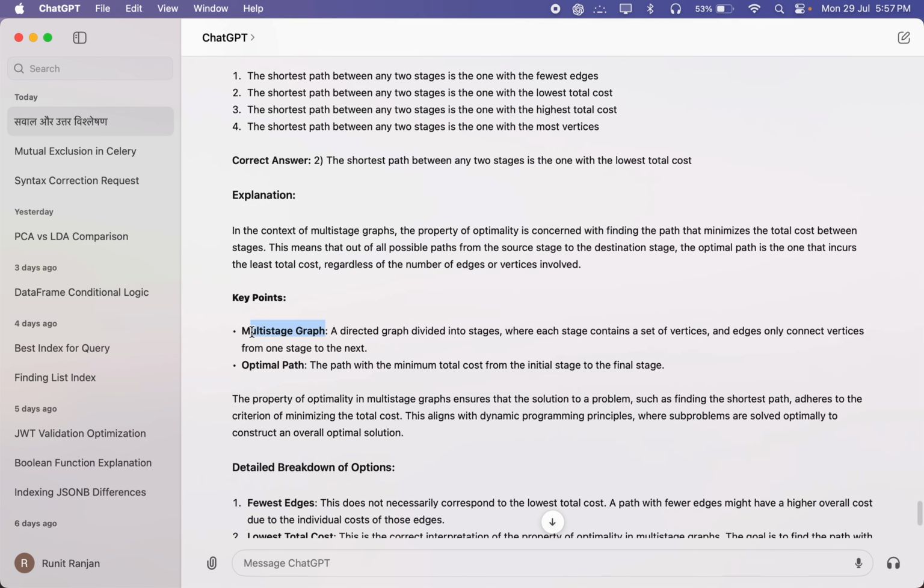Okay, what is a multi-stage graph? A directed graph divided into stages where each stage contains a set of vertices. Okay, so a stage doesn't entirely mean a vertex, but it's actually a set of vertices, and they only connect vertices from one stage to the next.